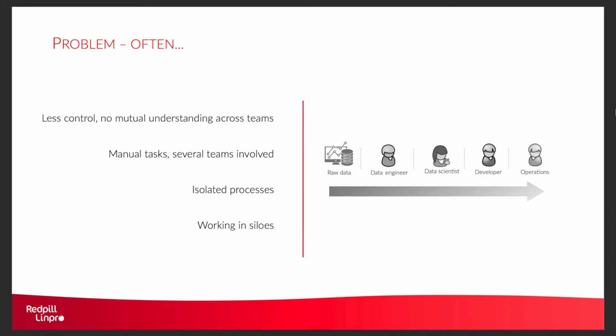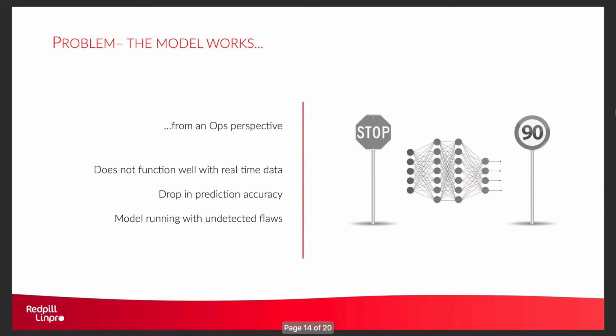Also, you kind of lose the control. So when the data scientist sends over the model to operations, he or she doesn't really know what happens after that. So there are manual tasks and several teams involved here, and also these isolated processes. And this, in terms, is actually where software development and operations was before DevOps. So this is kind of our goal, to get this up to speed with the rest of the software development.